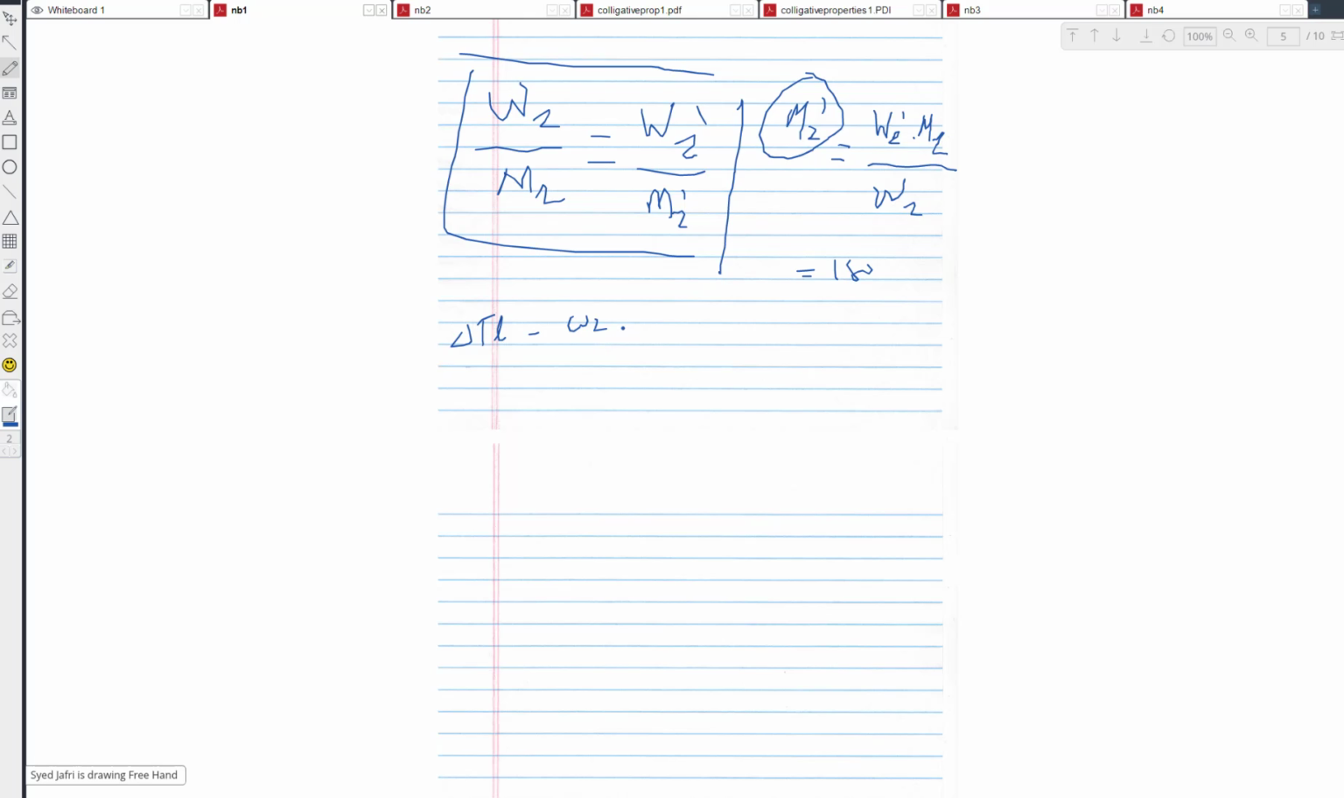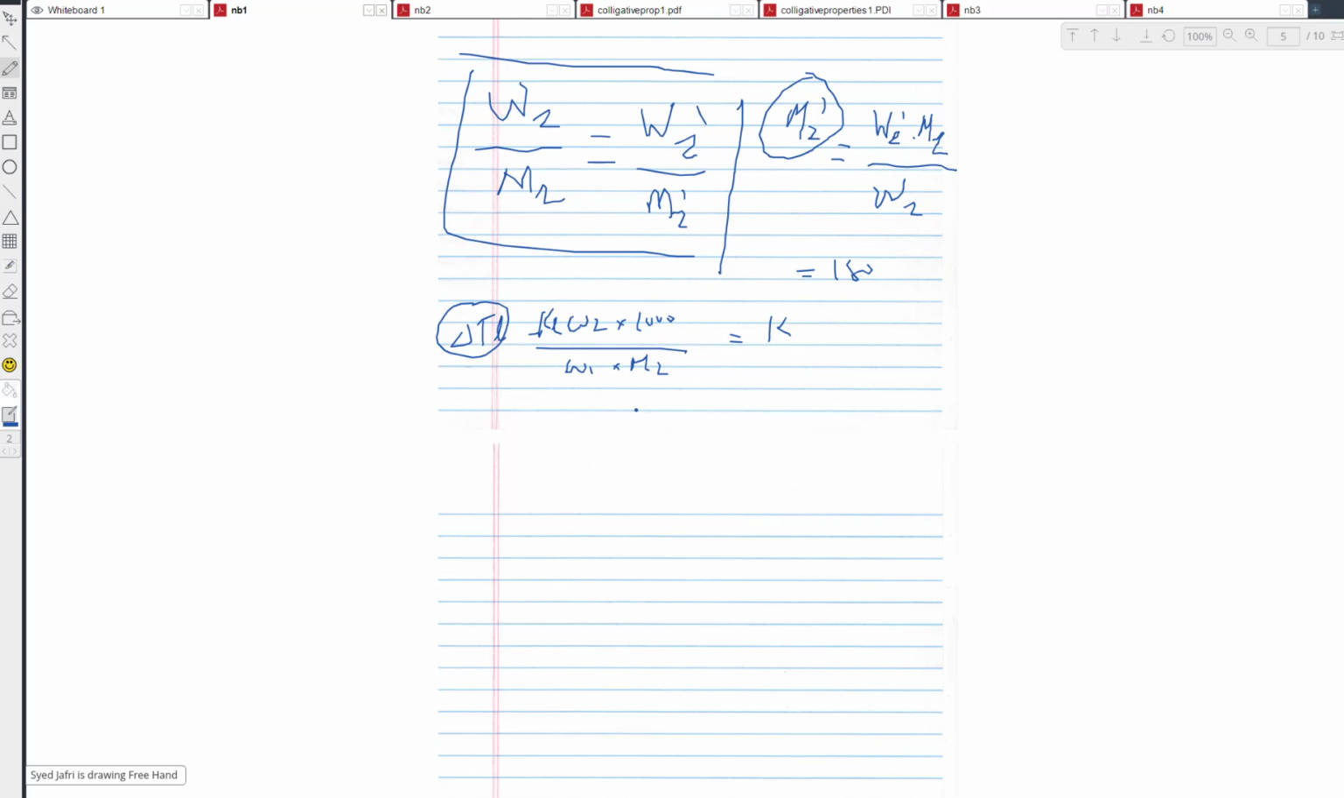Delta TB equals KB times W2 times 1000, over W1 times the molar mass of solute. Yes, that's right. If the elevation of boiling point is the same, it means this is the same, so I can connect it to the other one.